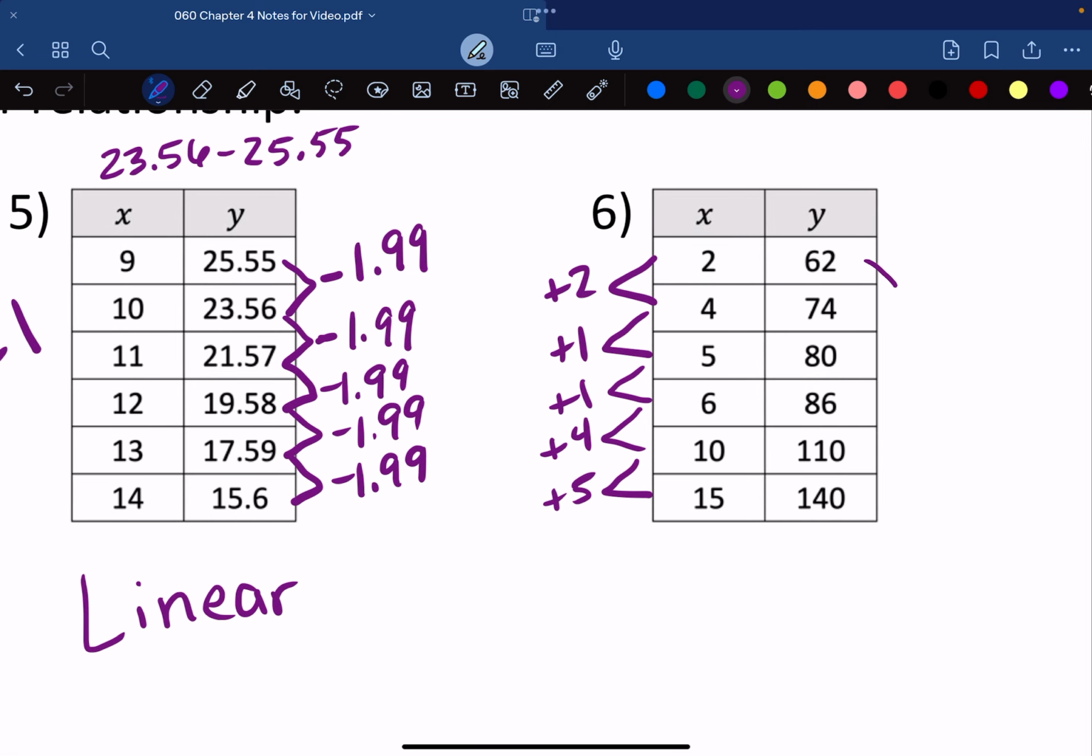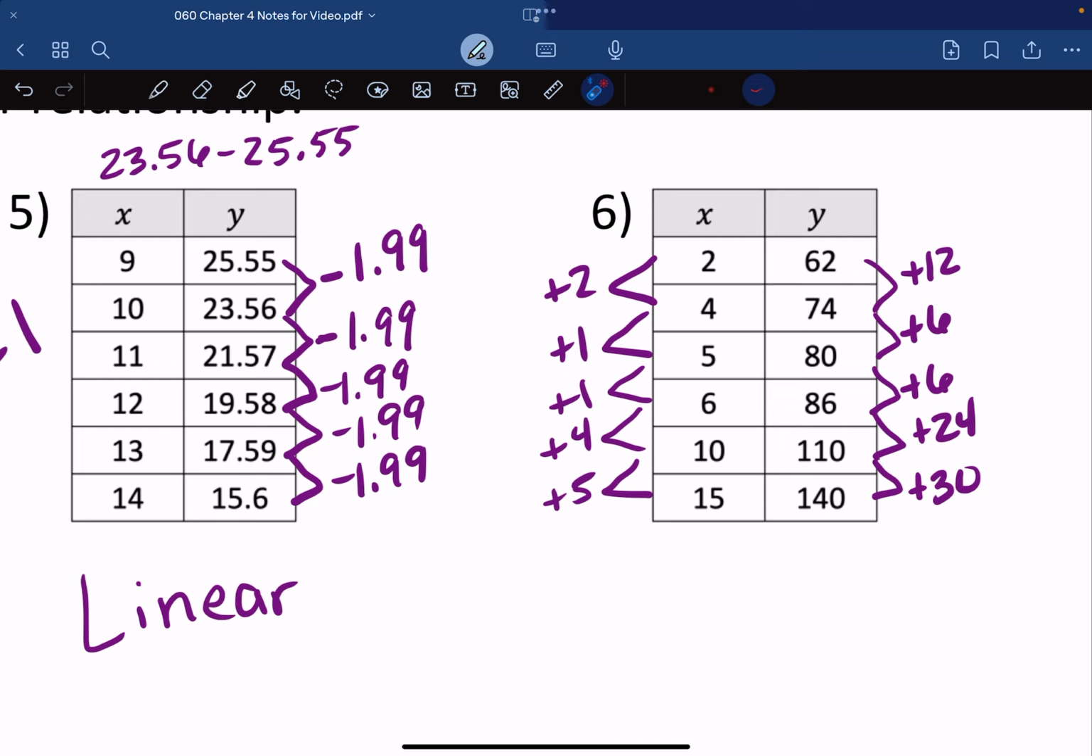And now I'm going to do the same for my change in y. From 62 to 74, the number is going up 12 because 74 minus 62 is 12. And from 74 to 80, it's going up 6. And from 80 to 86 is going up 6. From 86 to 110, it's going up 24. And from 110 to 140, it's going up 30.